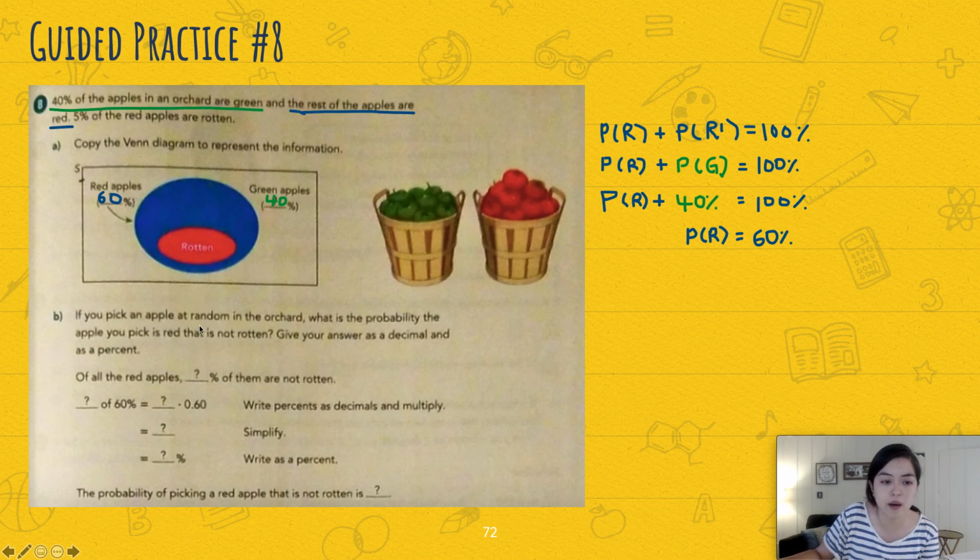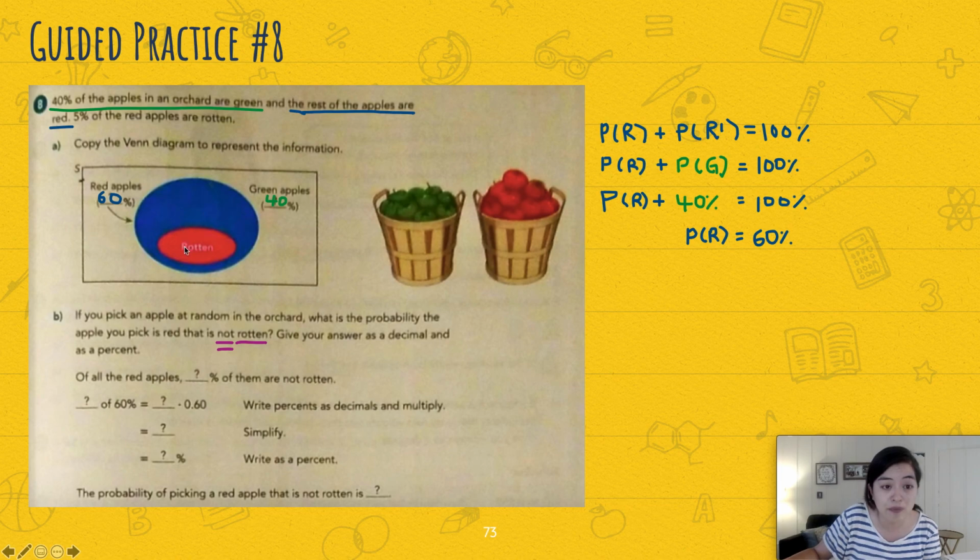It says, if you pick an apple at random in the orchard, what is the probability the apple you pick is red, that is not rotten? So we have to read these questions carefully. We have to read the information carefully. We can't just assume and just answer, okay? Just because it was given in the prior example doesn't mean this will be the exact same question, okay? Because in this question it says not rotten, okay? So we're going to figure out what percent are not rotten. We're not figuring out what percent is rotten. We're figuring out what percent is not rotten.